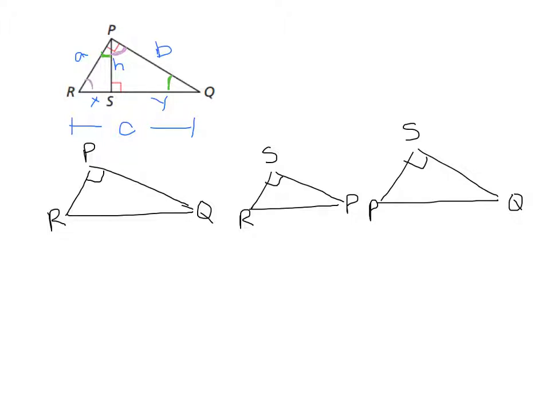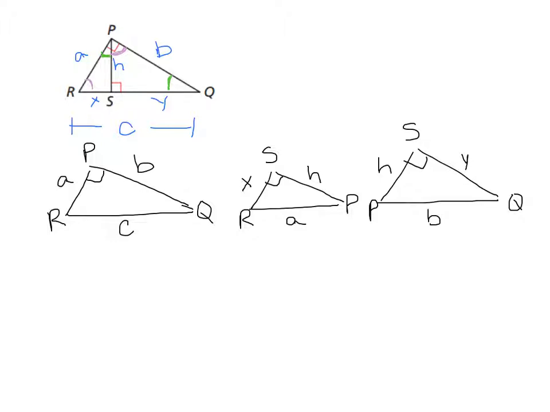We also want to make sure that we label the sides correctly. So I have A, B, and C on this one, and I have X, A, and H on that one, and I have H, Y, and B on this one.